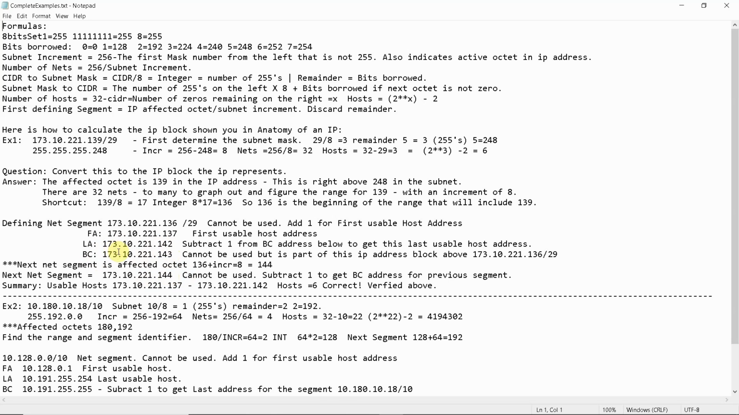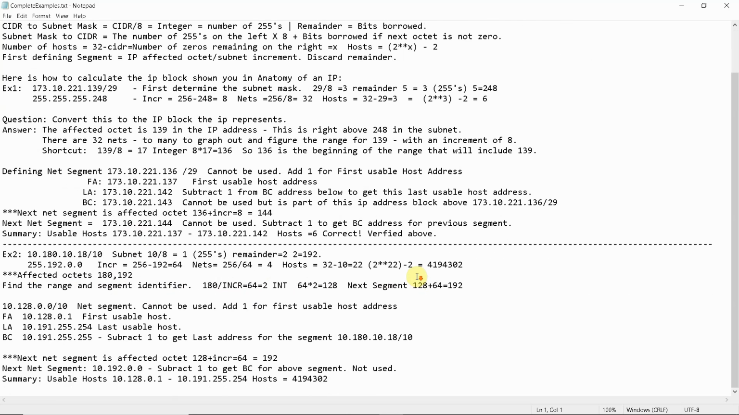That's our last address we can use. And again, you just add 1 to this, you get 137, first usable address. So, summary here, we got usable hosts 137 through 142. Hosts is 6, correct, verified above. All right, let's move on, try to go a little faster.